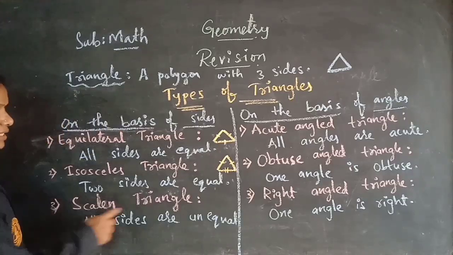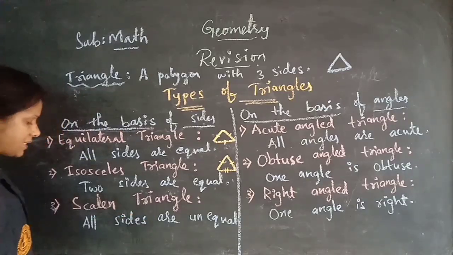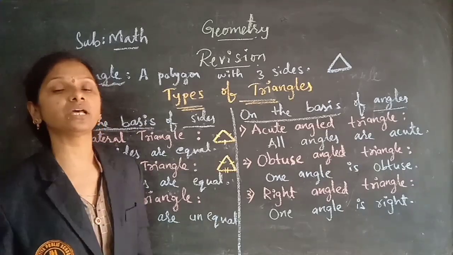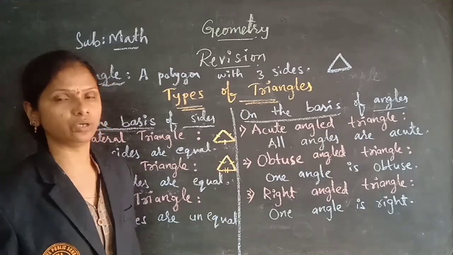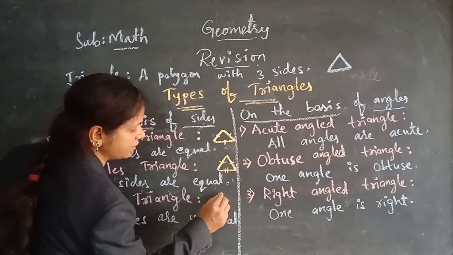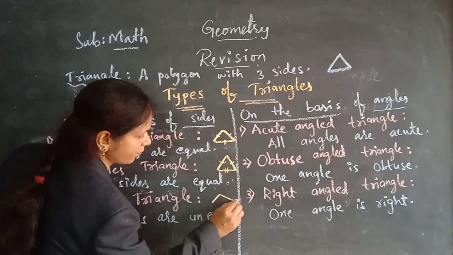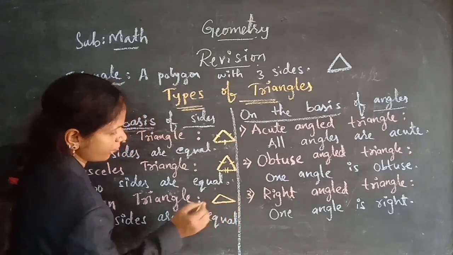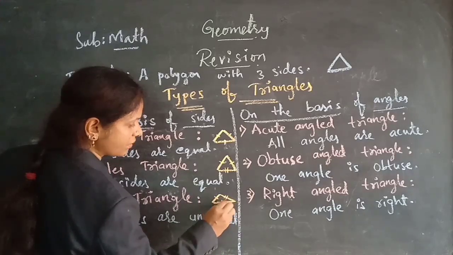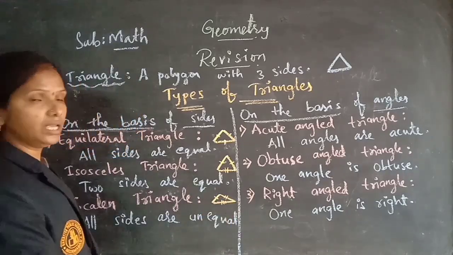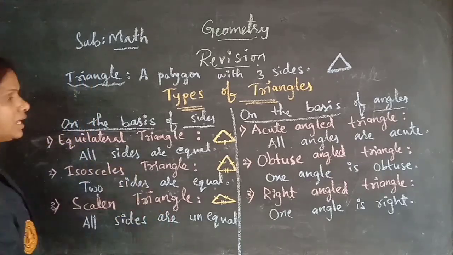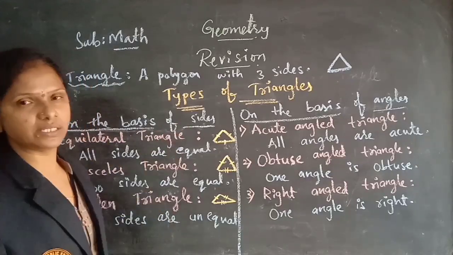Okay. Now the third one is the scalene triangle here. What is a scalene triangle? All sides are unequal. Unequal means not equal. It means all three sides should be not equal. See here, you can take this is one length, this is one length, and this is one length. So the three line segments' lengths should be different. So these are the triangles on the basis of sides.